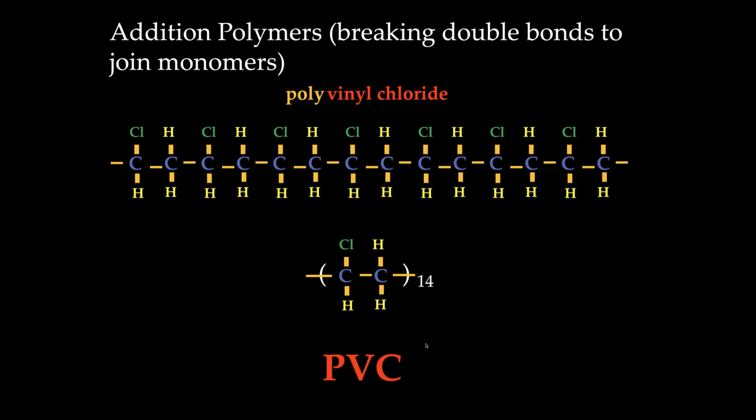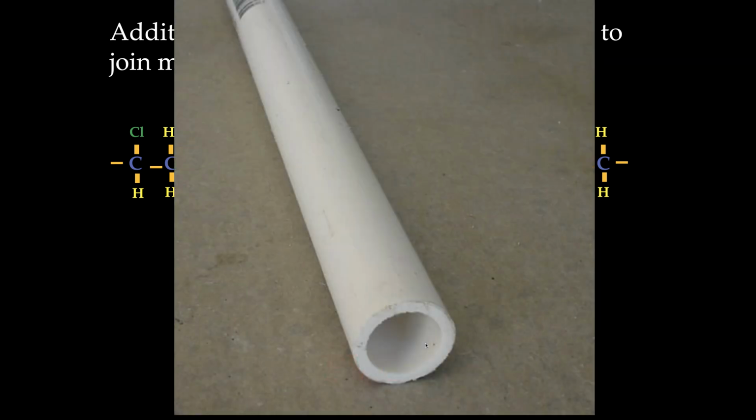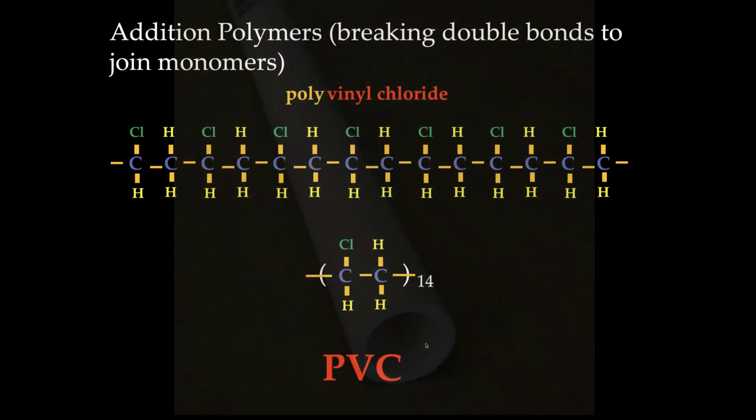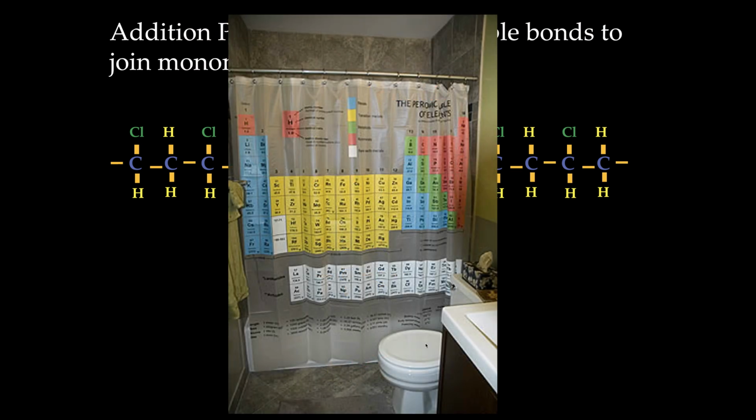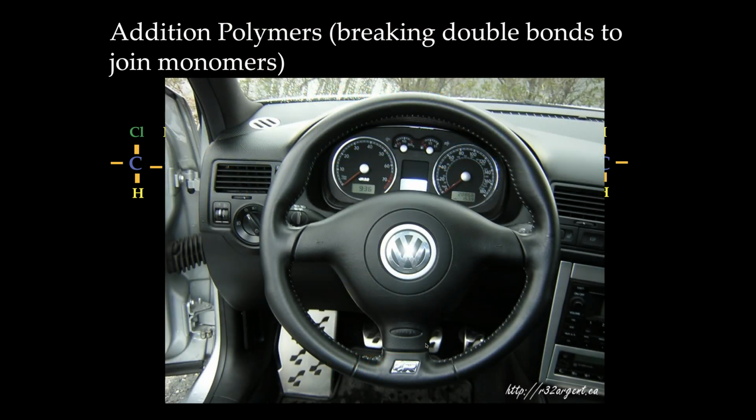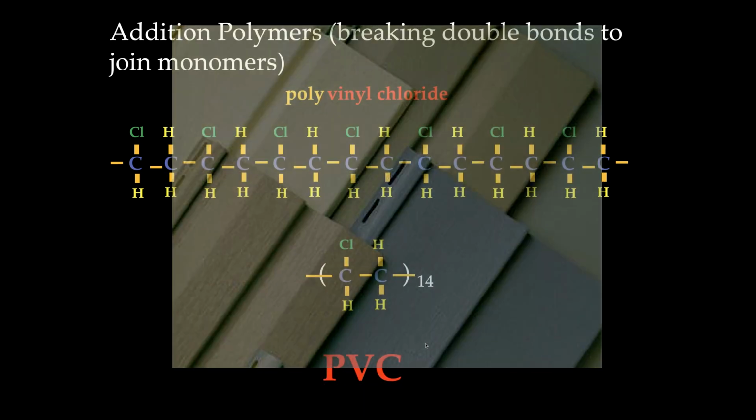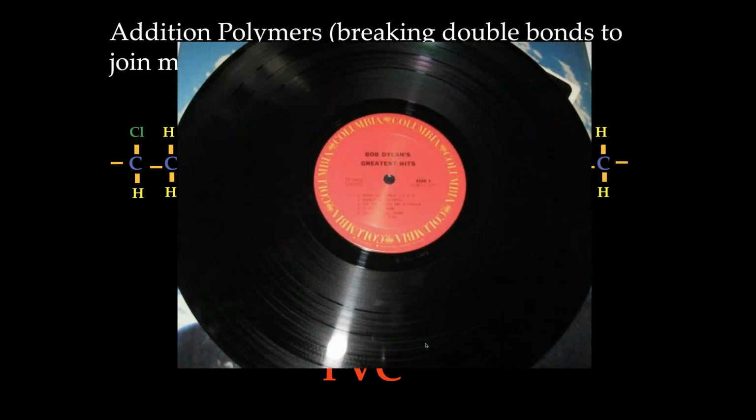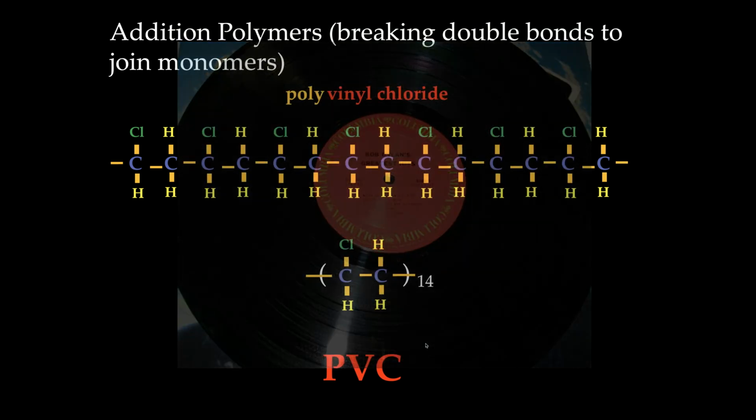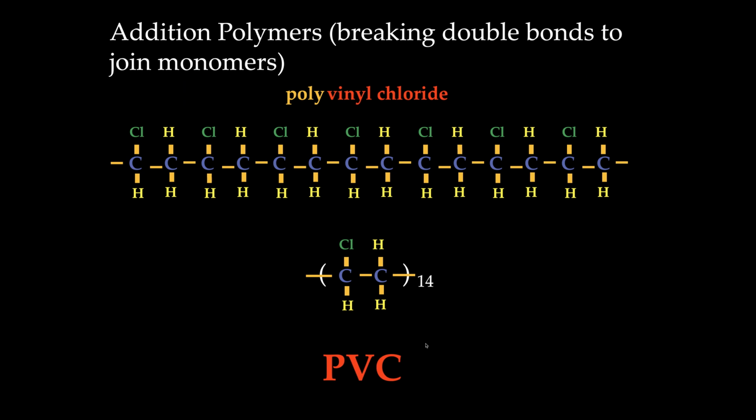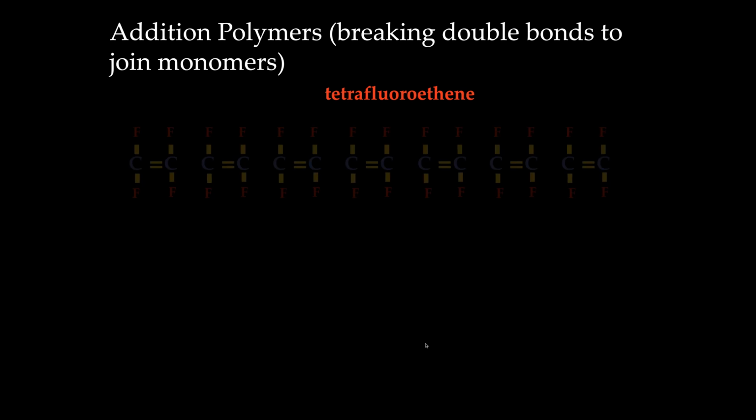We use this PVC to make PVC pipes, of course, but vinyl can also be used for shower curtains. Vinyl can also be used for steering wheel covers and dashboards. Vinyl can be used for vinyl siding for your house, and it can also be used to make record albums. Very versatile stuff.